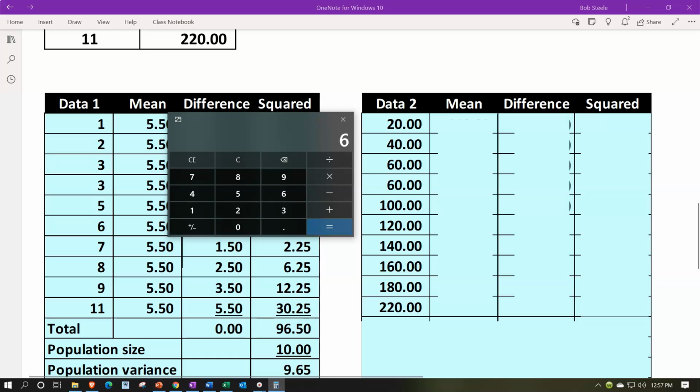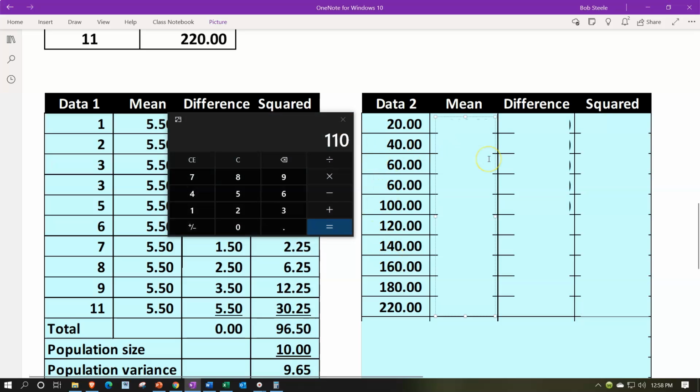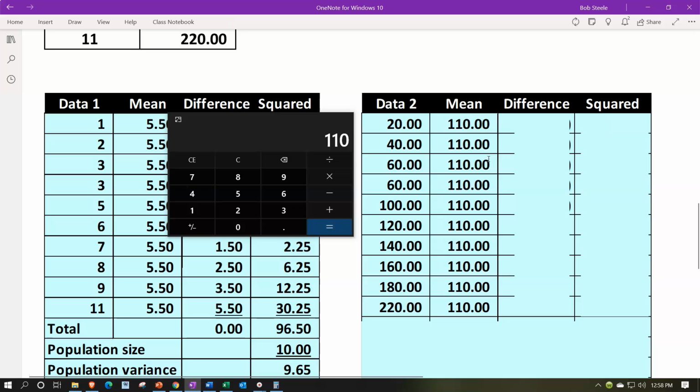20 plus 40 plus 60 plus 60 plus 100 plus 120 plus 140 plus 160 plus 180 plus 220, divided by the number of units, 10 of them if I counted them out, divided by 10. So divided by 10 is going to give us the 110. So that's going to be the average all the way down, 110.